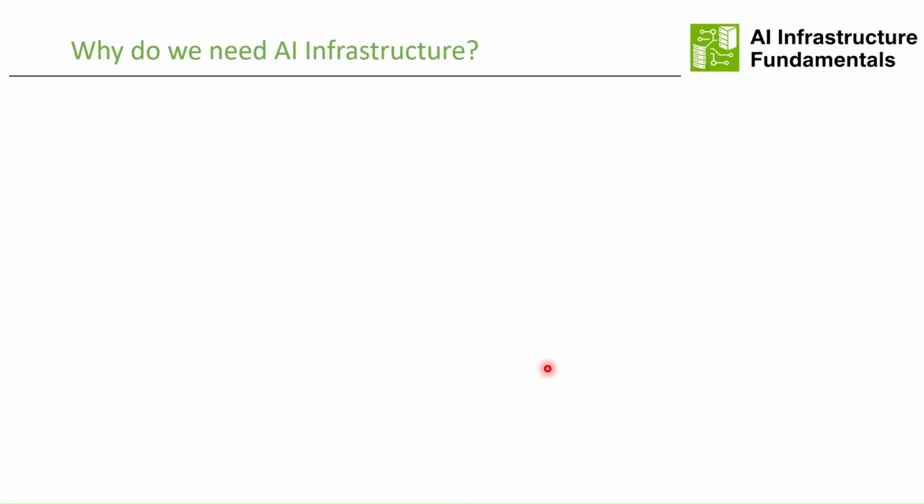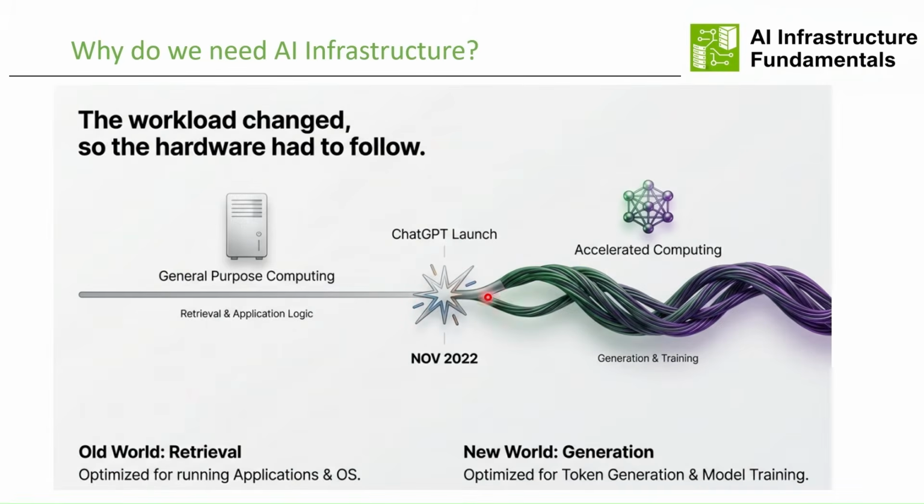Right. So why do we need an AI infrastructure? Let's go back to November 2022 when ChatGPT was launched. Before the launch of ChatGPT, there was general purpose computing. There were workloads like databases, emails, or enterprise workloads like CRM or ERP. To run all those general purpose workloads, CPUs are enough. And one thing that's central to these general purpose workloads is retrieval, right? For example, a database retrieves or fetches the data.